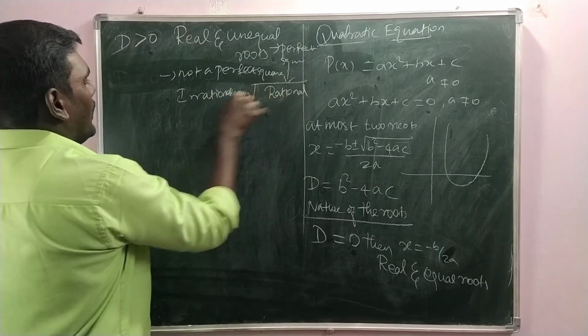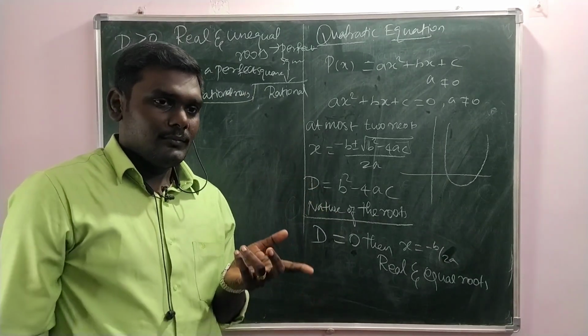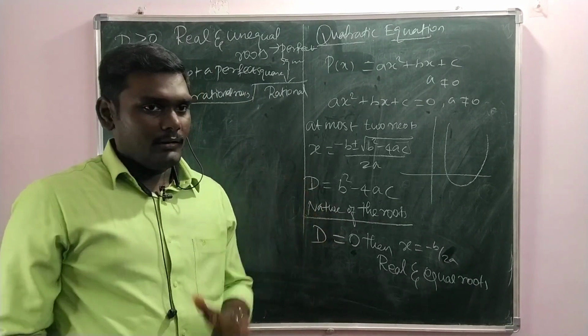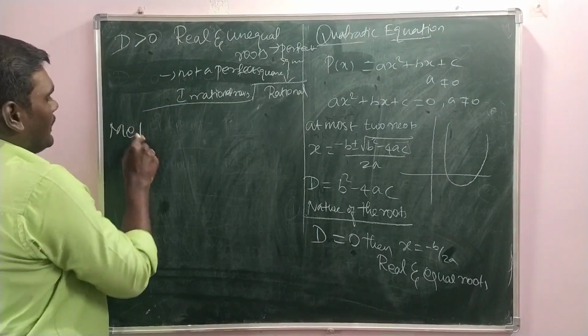Okay. What does that mean? That irrational roots will occur in conjugate pairs. The irrational and the complex roots always occur in conjugate pairs. Now, the methods to solve a quadratic equation.